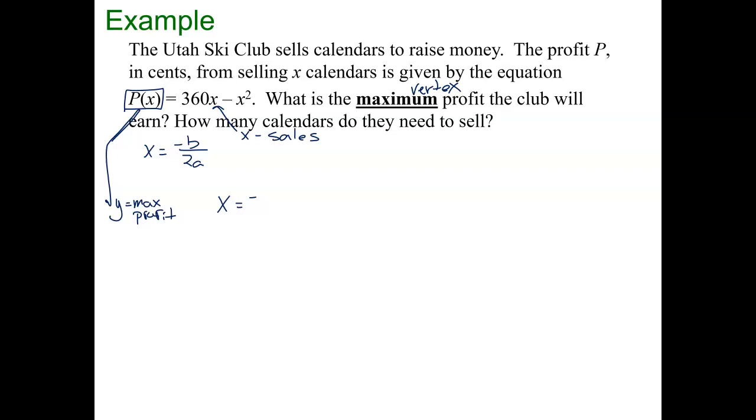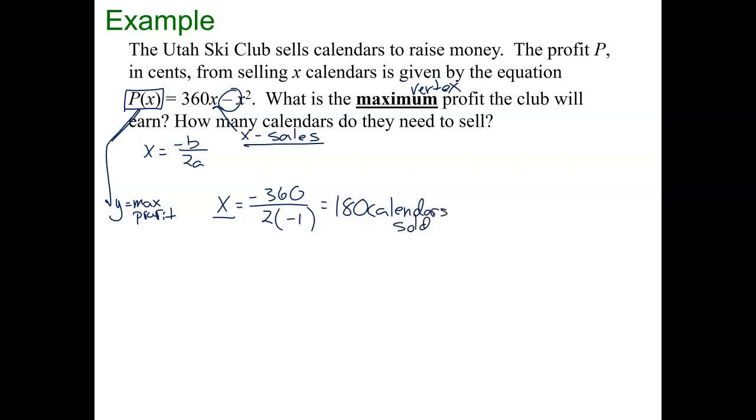The b value is attached to your linear term, so my b value is 360. What's my a value? Negative 1. Plug that in. What is negative 360 divided by 2 times negative 1? 180. So, is that 180 calendars or 180 cents earned? 180 calendars, because x represents sales. 180 calendars sold.